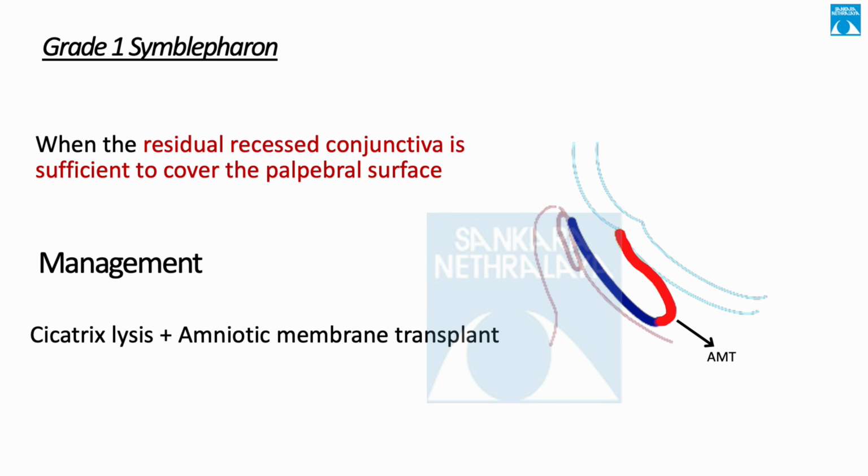So let us see what Kheirkhah et al. really proposed. If we are dealing with a grade 1 symblepharon, where the residual recessed conjunctiva is sufficient to cover the palpebral surface, what we would require is only an amniotic membrane transplant after the symblepharon lysis to cover the bare area.